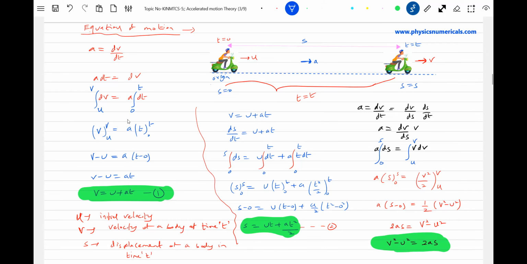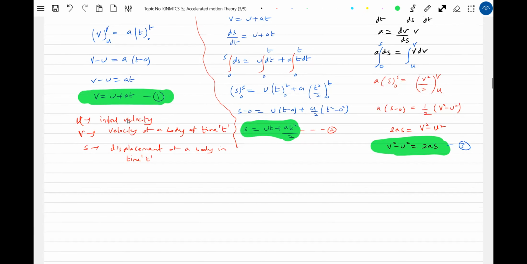This third equation gives us the relationship between the initial velocity, final velocity, acceleration, and displacement. The second gives the relation between the initial velocity, time, acceleration, and displacement. Equation 1 gives the relation between the final velocity, initial velocity, acceleration, and time. Every time, instead of integrating like this, we are going to take help of these. All these equations are valid only when acceleration is constant. These 1, 2, 3 are called the equations of motion.